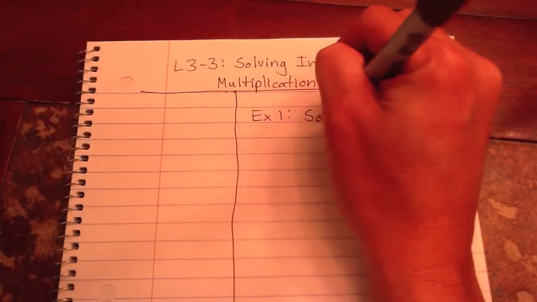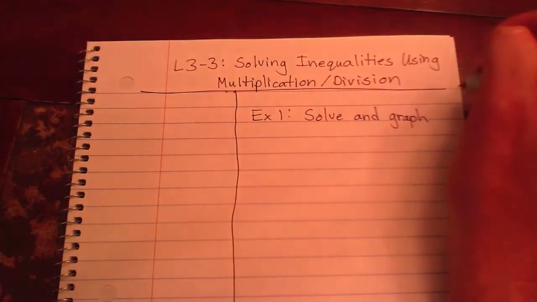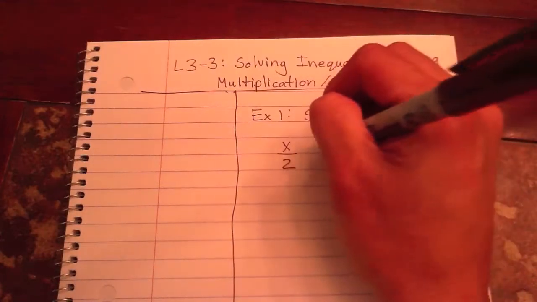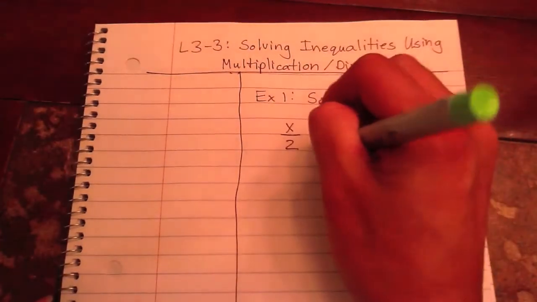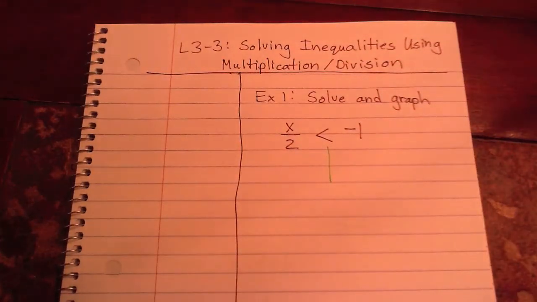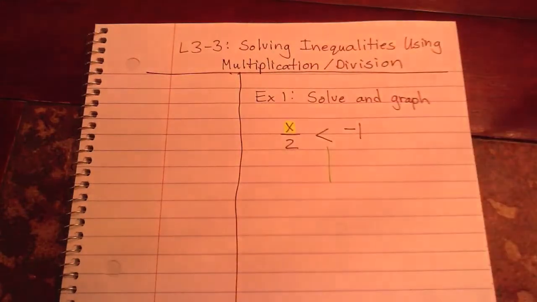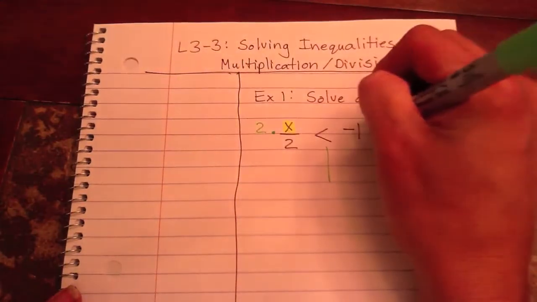Example 1, solve and graph x over 2 is less than -1. So again, you're just going to treat these like you did equations. Look at x. This is what you're trying to isolate. You have it being divided by 2, so you need to do the opposite, which would be multiply by 2 over 1 or by 2.